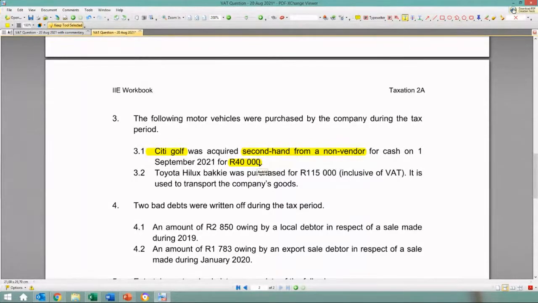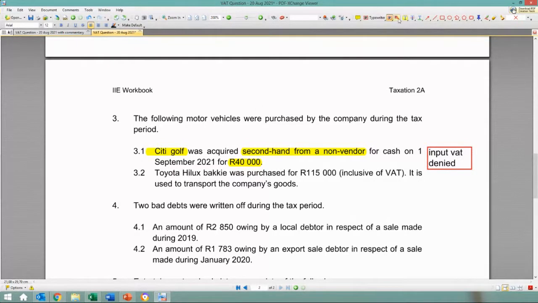Okay, so the notional input VAT is more related to, for example, computer equipment or office equipment, where you would be allowed to claim input VAT under normal circumstances. So in this scenario, your City Golf, your input VAT would be denied. There would also be no notional input VAT. So this one is input VAT is denied. Okay.